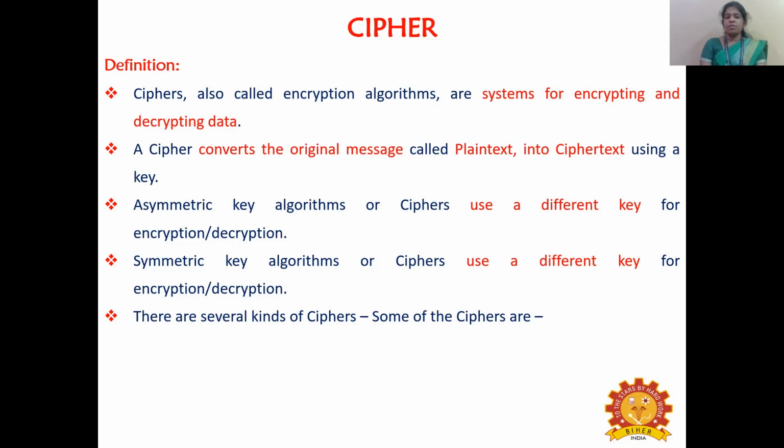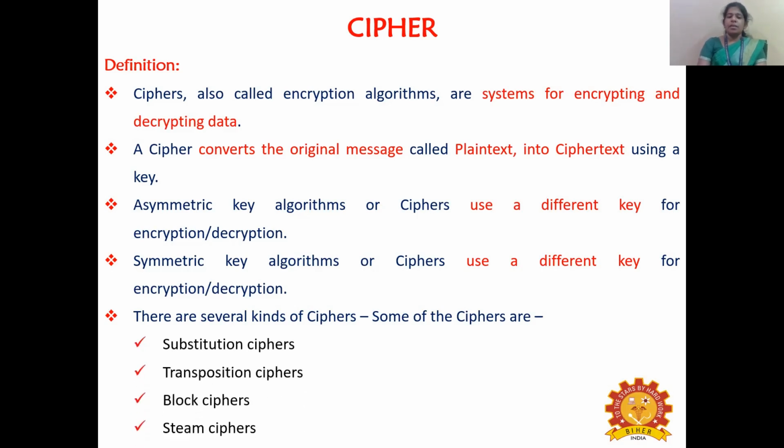So you all know the difference between these two, and cipher is nothing but encrypting and decrypting the data. There are four kinds of ciphers we are going to see: substitution cipher, transposition cipher, block cipher, and stream cipher. In this video lecture, we are going to see only the transposition cipher.